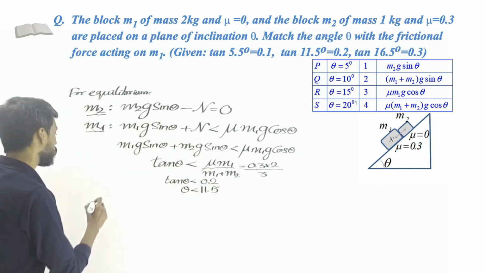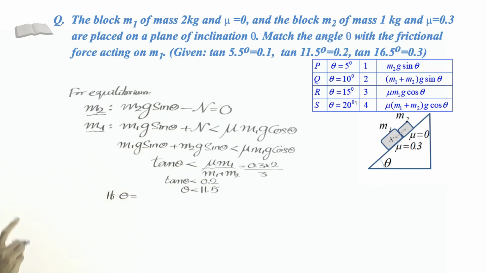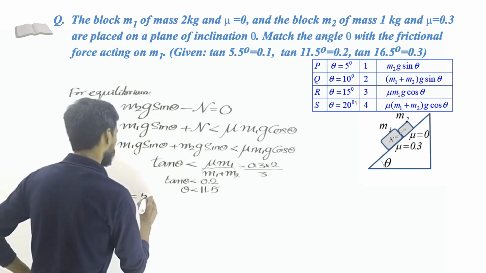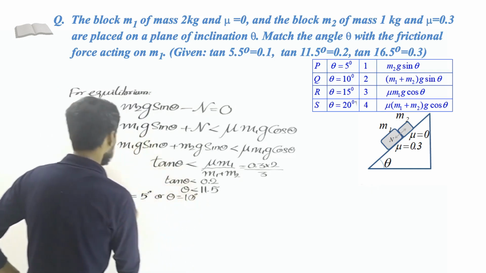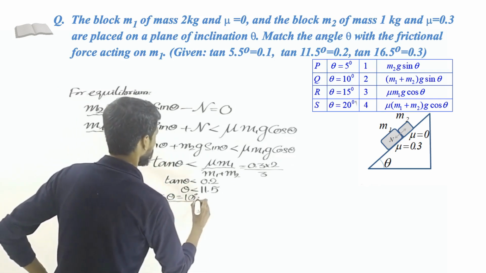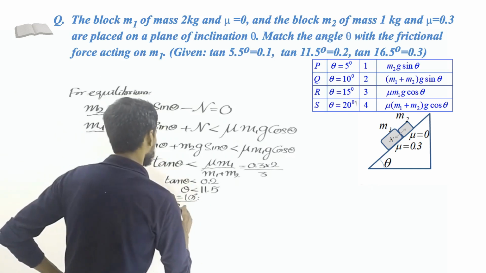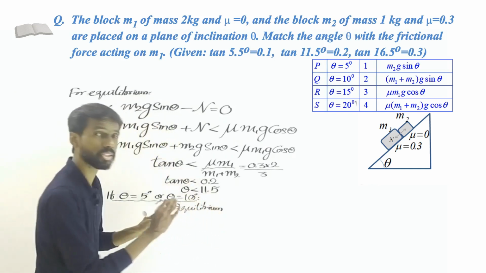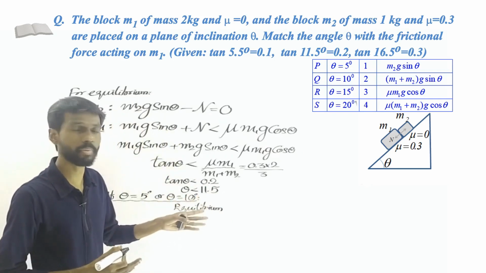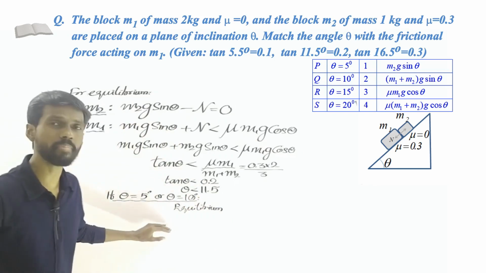So take the case, see the first question, theta is given to be 5 degrees or 10 degrees, right? Theta is 5 degrees or theta is equal to 10 degrees. In both these cases, this is satisfied. That means the system is in equilibrium, because we have only derived the condition for equilibrium. Theta should be less than 11.5, but both these angles are less than 11.5. That means this system is in equilibrium.